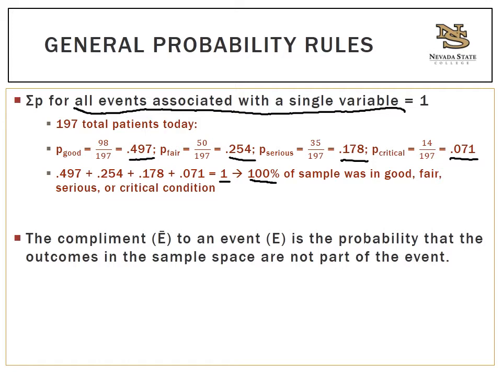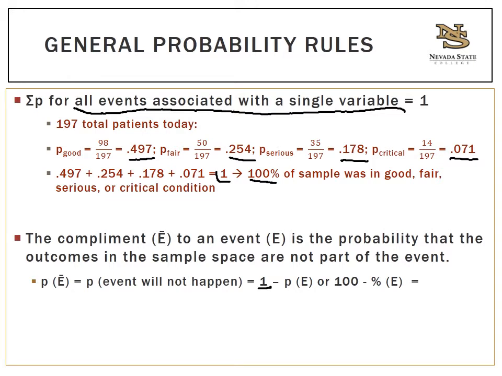Now, something called the complement rule is basically the probability that the outcomes are not part of the event. So let me show you what that looks like. If you think about it, there's a 100% chance that someone in your sample is in good, fair, serious, or critical condition. So to figure out the probability that they're not in a specific condition, you would take 1, the probability of any outcome, and subtract the probability of the event that you are not interested in, the event that will not happen. Or if you're doing percentages, you could take 100 minus the percent associated with the events you're not interested in.